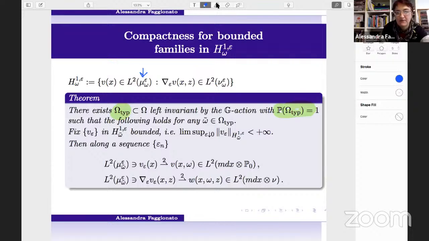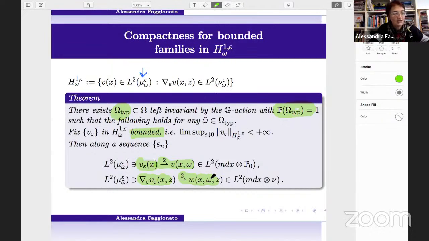They live in different spaces, but their norms are bounded when epsilon goes to 0. Then along a subsequence, your function v epsilon of x two-scale converges to a function. So you have this two-scale ergodicity, which holds for v epsilon of x, and the averaging in the disorder in the environment omega is codified by this function v(x, omega). But not only: along the subsequence, the epsilon gradients also two-scale converge to a function. Since in the two-scale convergence I average on the environments, this limiting function depends on omega.